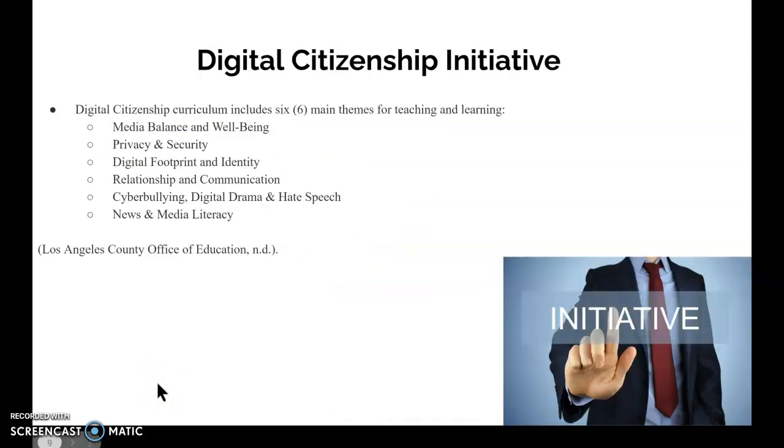The Digital Citizenship Initiative has six main themes for teaching and learning, which are media balance and well-being, privacy and security, digital footprint and identity, relationships and communication, cyberbullying, digital drama and hate speech, and also news and media literacy.